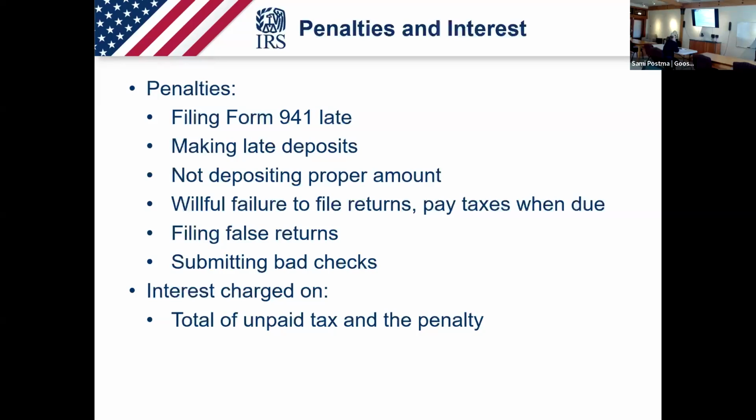Let's do it like this. $1,600 is owed here, $1,500 is owed here. And if you get them mixed up and you do $1,500 here and $1,600 here, you're $100 short here. We'll charge you penalty and interest on that $100, which could end up being $150.